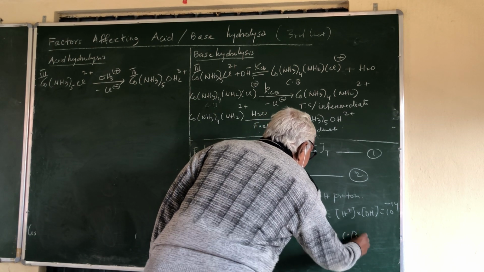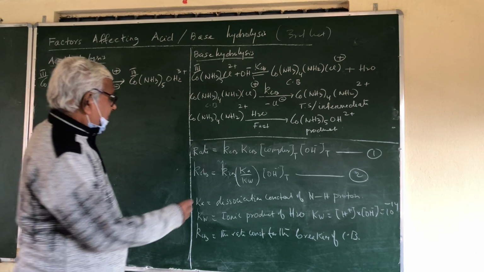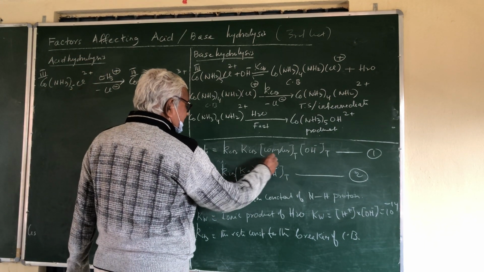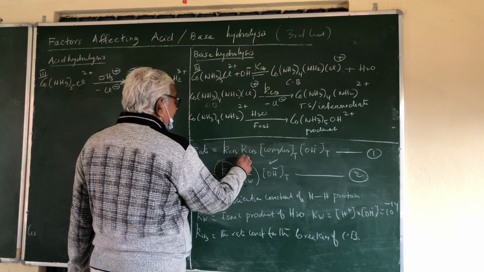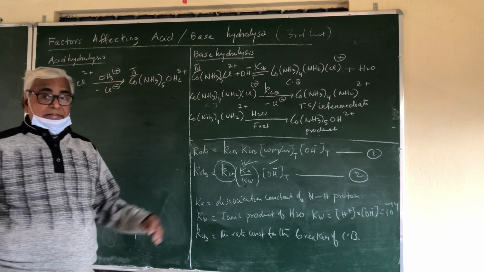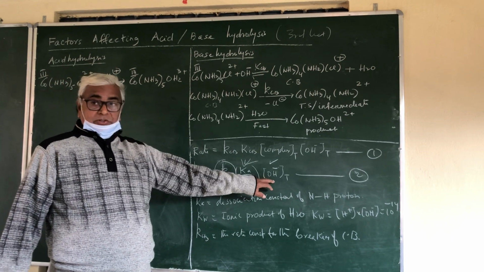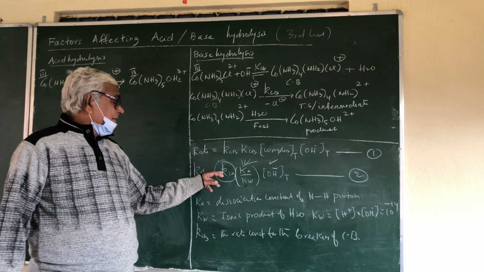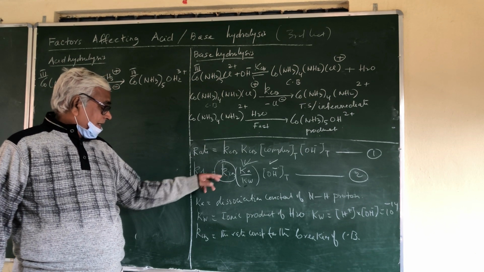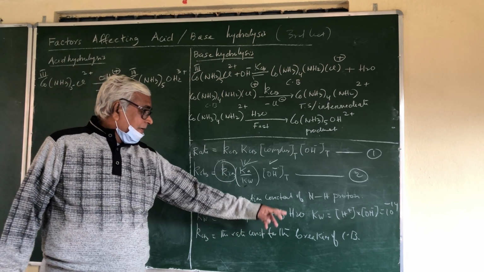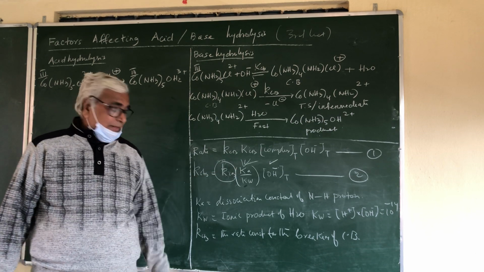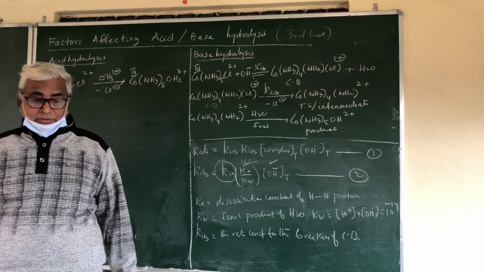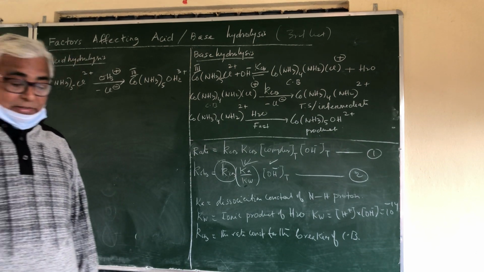Since Kw is constant, at a given hydroxide ion concentration, the rate will be controlled by these two factors. For base hydrolysis, at a constant hydroxide ion concentration, the K observed value will be controlled by two factors. One is Kcb, the rate constant for the breaking of the conjugate base, and K, the dissociation constant of the NH proton. These two factors will control the rate of base hydrolysis.